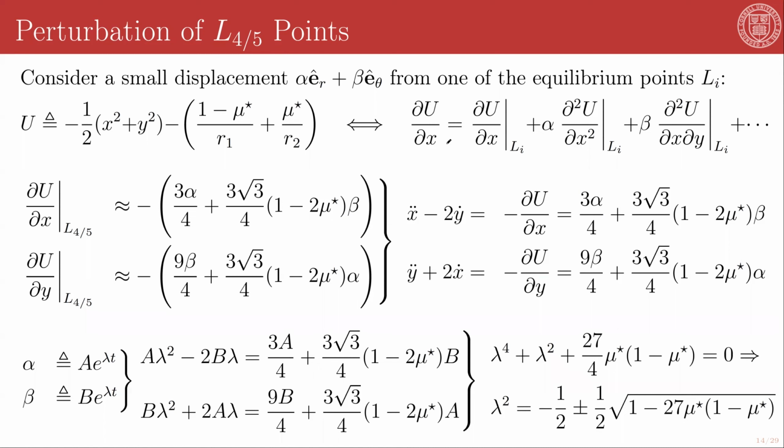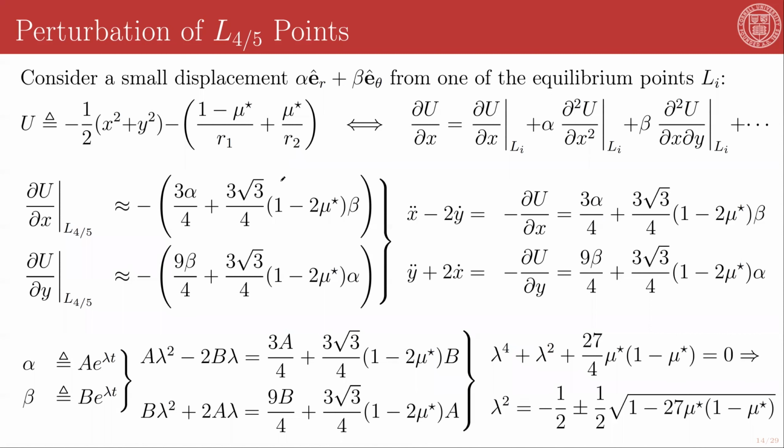And so the partial of U with respect to x will have the form: partial U with respect to x evaluated at L_i, plus alpha times the second partial of U in x evaluated at L_i, plus beta times the second partial of U in dx dy about L_i, and then plus all higher order terms, which we will neglect. If we evaluate this, we get this form for partial U with respect to x, and we can do the exact same thing for partial U with respect to y and get this form.